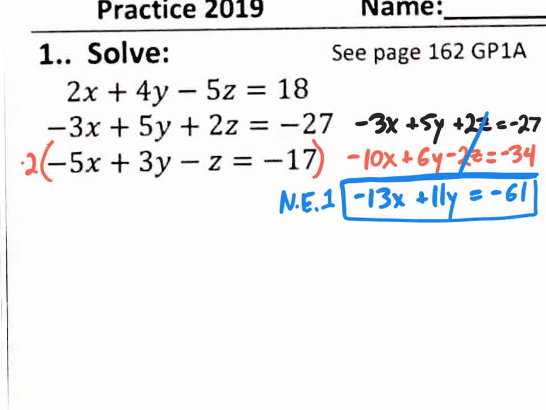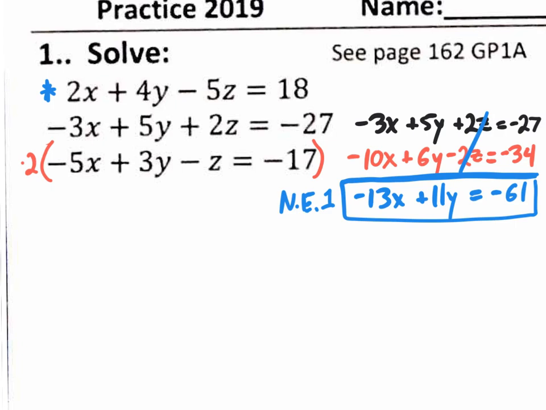Okay. So we need to come up with another new equation that only has the same two variables, just x and y. We want to eliminate z's. So we go back to the system of equations. We use the one we have not used yet. Which one have we not used yet? We haven't used this top one.